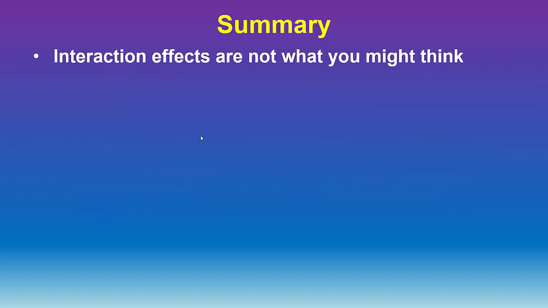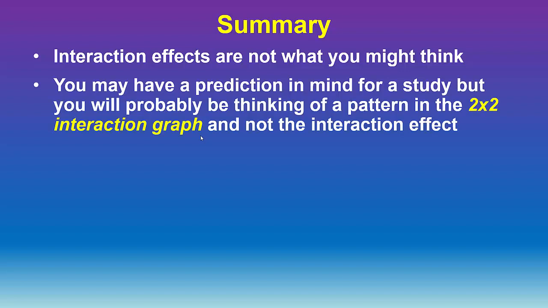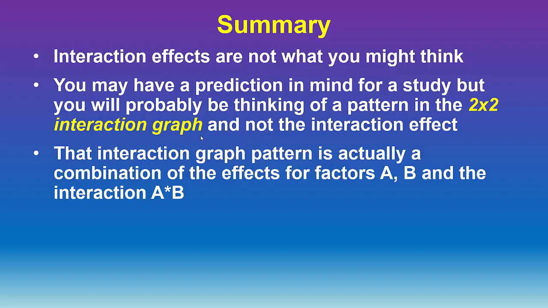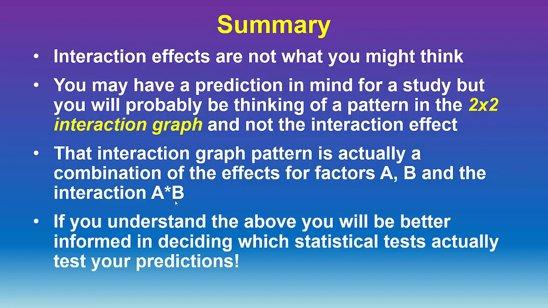So what's the summary? Interaction effects are not what you might think. You may have a prediction in mind for a study, but you'll probably be thinking of a pattern in the 2x2 interaction graph and not the interaction effect itself, which is a statistical estimate based on a crossover interaction. And in fact, the interaction graph pattern that you're thinking of is actually a combination of the statistical effects of factor A, B, and the interaction A times B, with some of those potentially being 0. They're the familiar interaction graphs that you'll be thinking of.